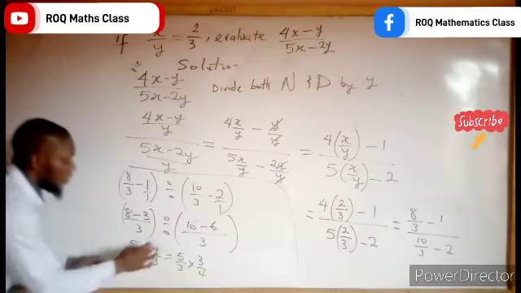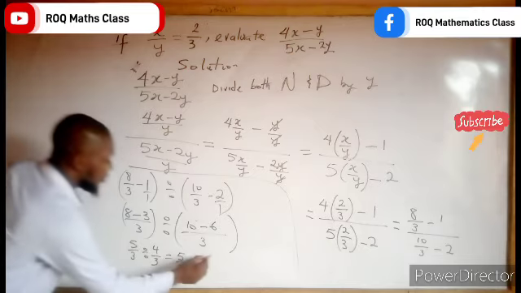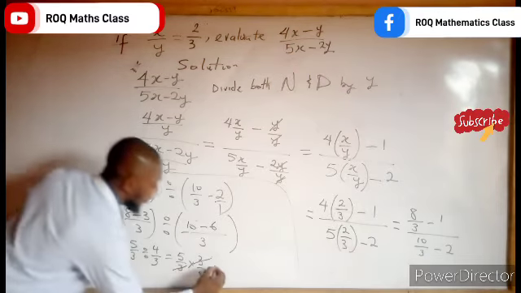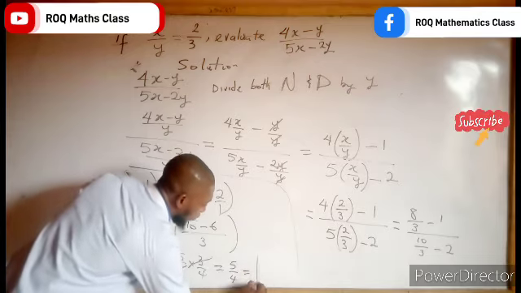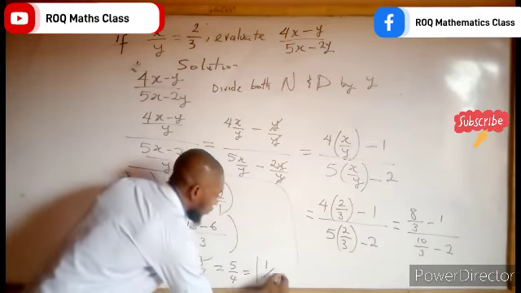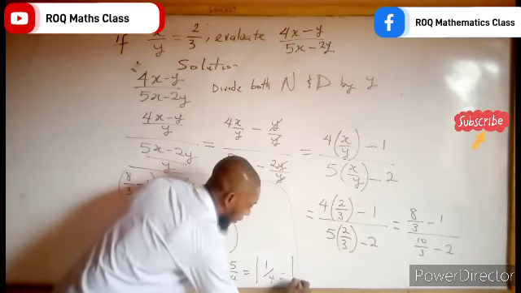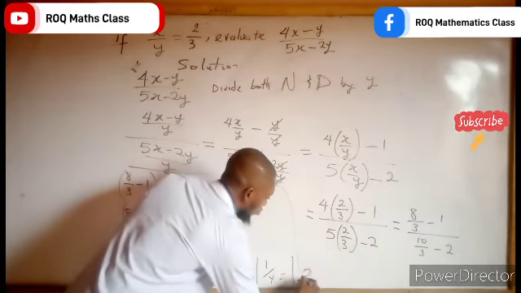Because you have to reciprocate, you turn it upside down. So the 3 cancels with the 3, and we have 5 over 4, which is the same as 1.25. This is our final answer.